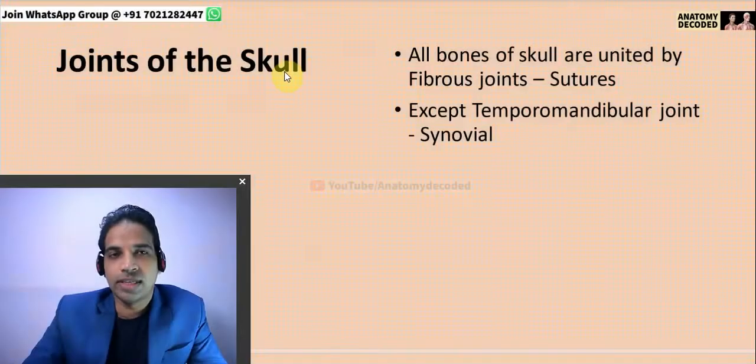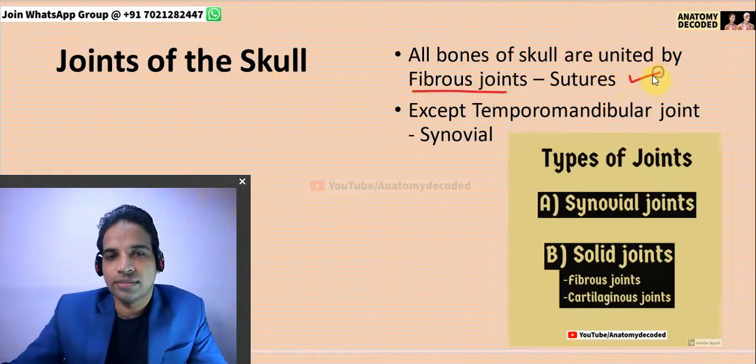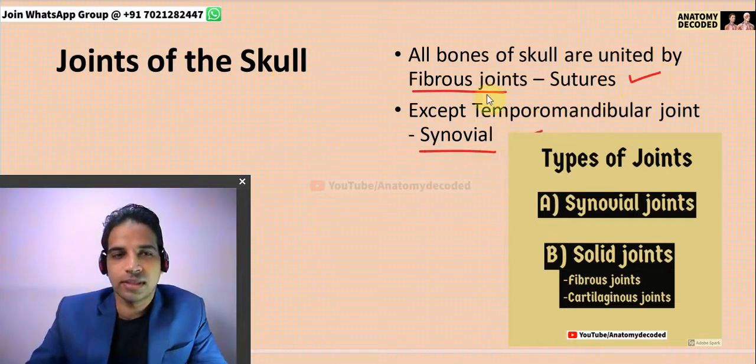Now let's see the joints formed by the skull. In skull, all bones are united by fibrous joint. Fibrous joint is a type of solid joint, and those are referred to as sutures. Except one joint, that is temporomandibular joint, which is a synovial variety of joint. So almost all bones are united by fibrous joint, which are referred to as suture, except one joint, which is synovial, that is the temporomandibular joint.